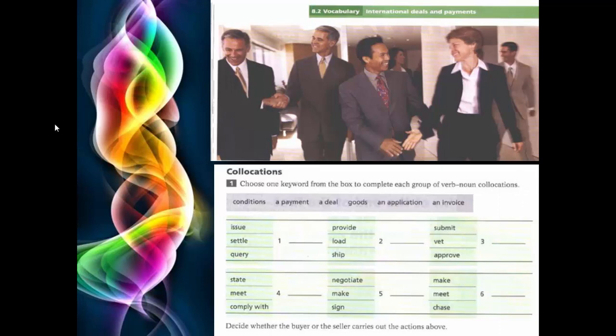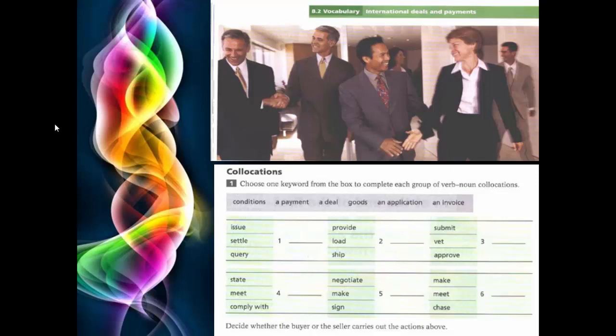Then, the vocabulary part of our lesson. Your task is collocation. Choose one keyword from the box to complete each group of word-noun collocations. Words are given in the box, 1, 2, 3, 4, 5, 6 of them, and you need to match this collocation with a word in the table.